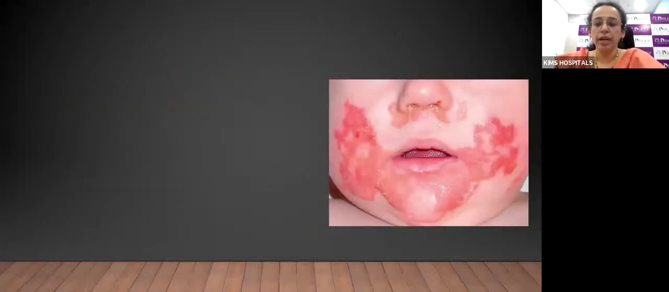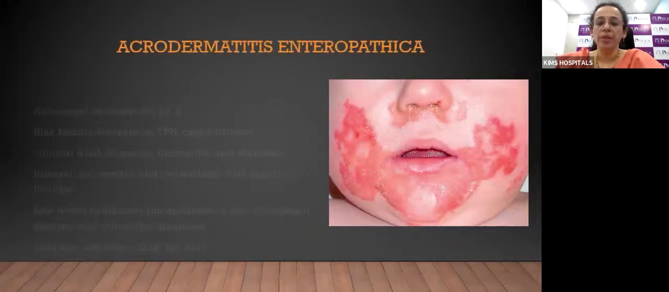So next, this is a very unusual condition which is due to improper nutrition and improper provision of the micronutrients for the baby. Here we can see a rash around the oral cavity of the baby with sparing of the lips, giving a horseshoe shaped appearance. So it is an erythematous rash over both the cheeks and also the skin. This is acrodermatitis enteropathica, which occurs due to zinc deficiency.